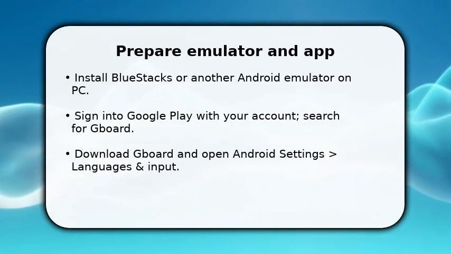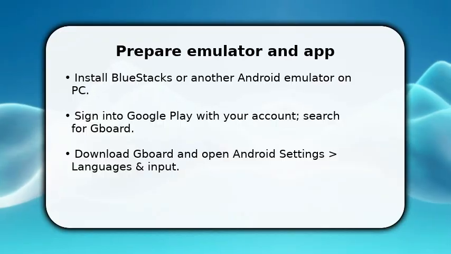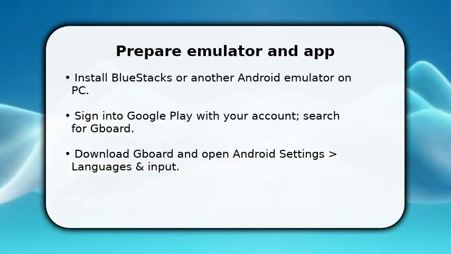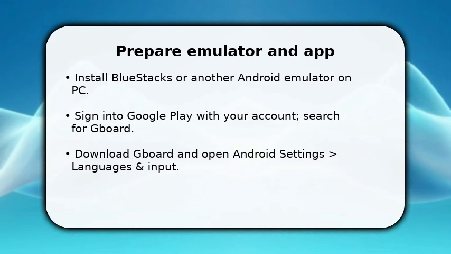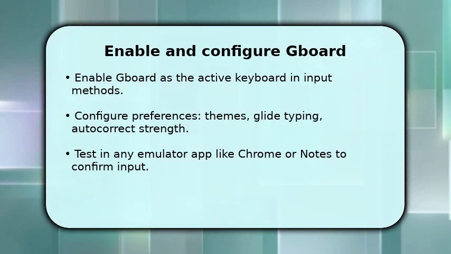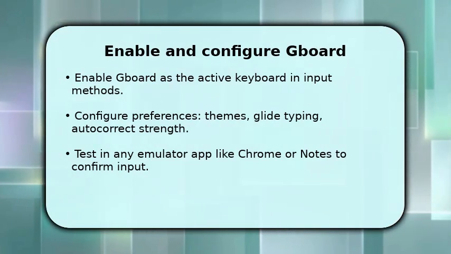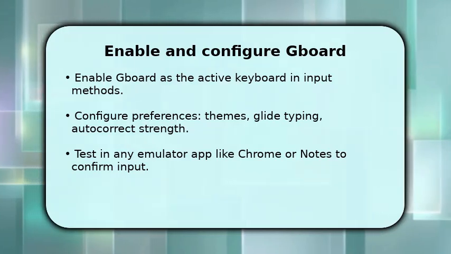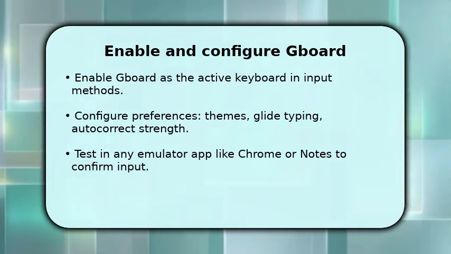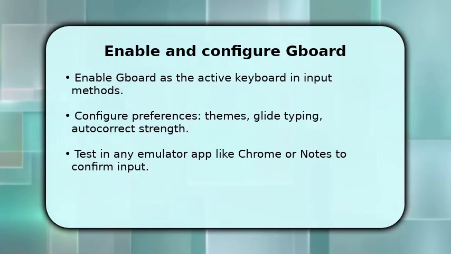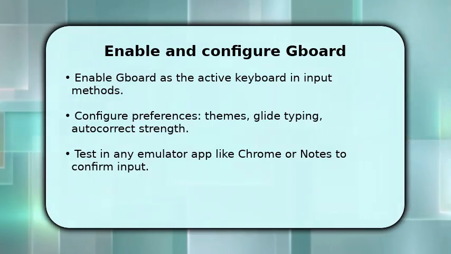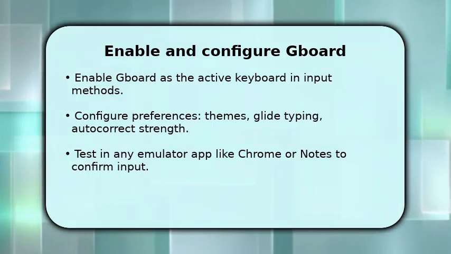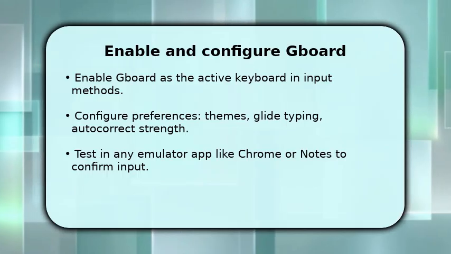This step gets you the actual Gboard app running on your PC inside the emulator, which is the simplest way to use the mobile keyboard on desktop. Now enable Gboard as the active input method and grant full access so features work. Once enabled, go into Gboard settings to pick theme, enable glide typing, and set autocorrect and personal dictionary. These choices affect typing speed and accuracy.